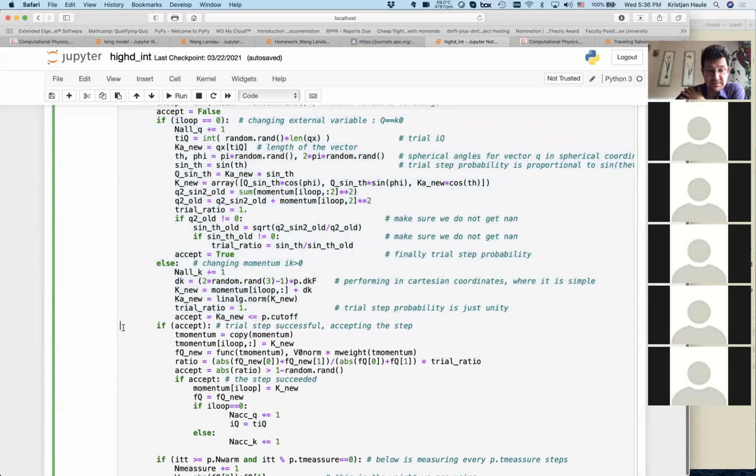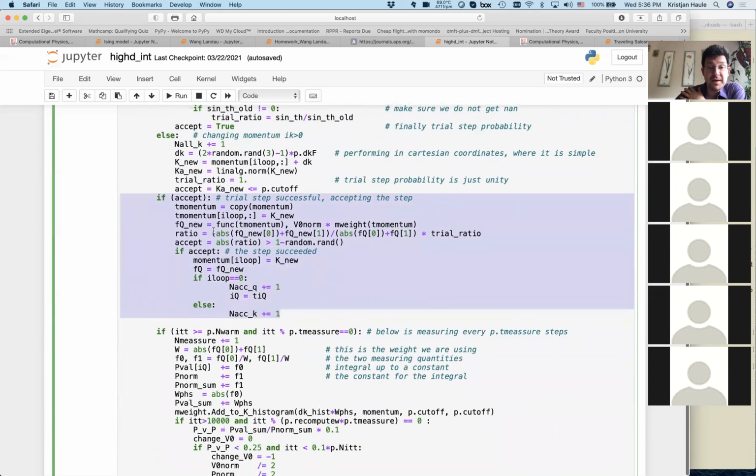So you have a step, and let's say the step is doable. Then you want to evaluate the function. Here we evaluate the function on this particular configuration. Momentum is actually configuration. In addition to calculating the function itself, we also calculate the fake function. This m weight here is the fake function, and we multiply it with this alpha. I call it V norm, but actually it's this alpha.